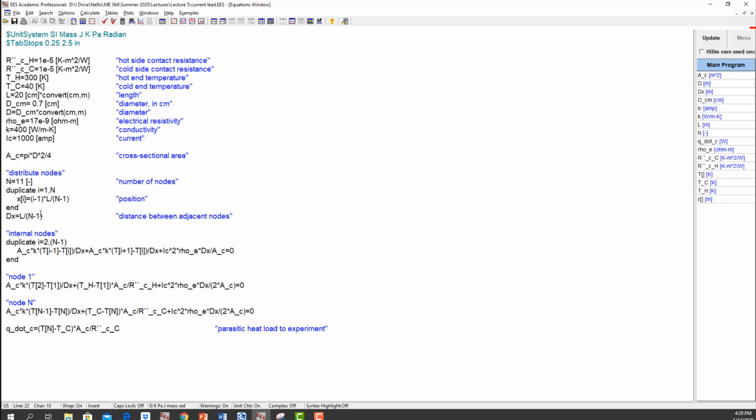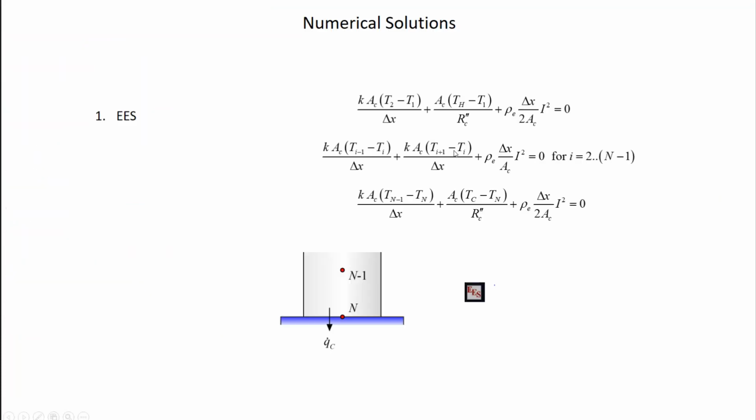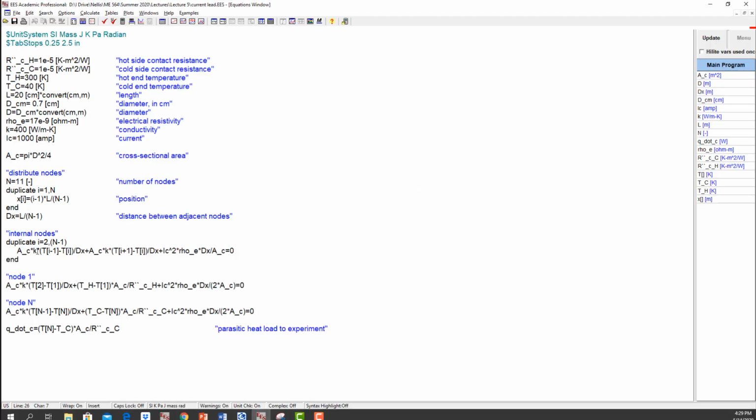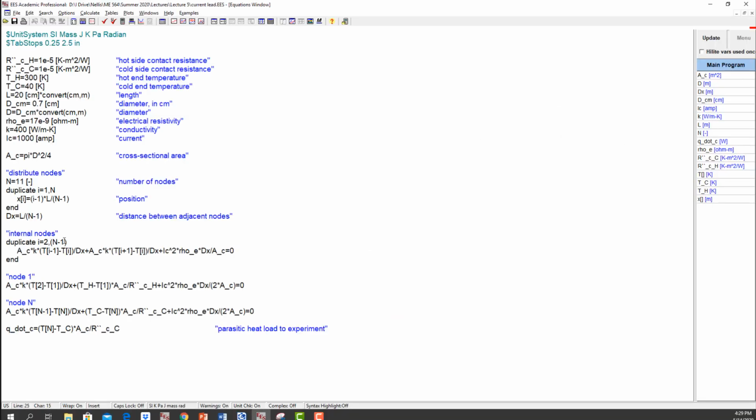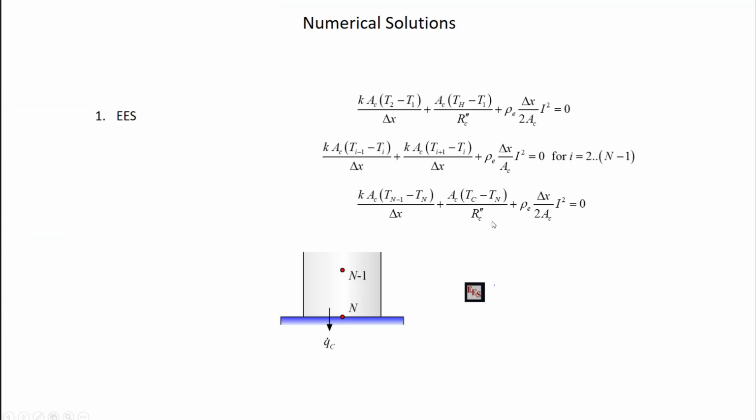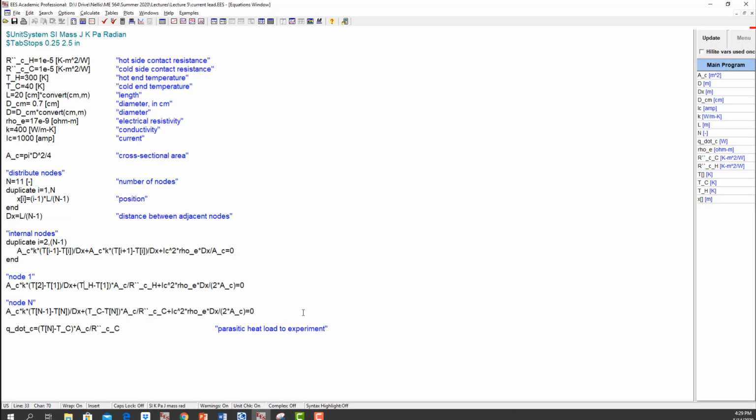All right, so now I have all my nodal positions, and I finally have to enter these equations right here, right? So let's see. This equation is for node 1. It's a single equation. That's this equation right here. Right? And again, you'll see I'm using arrays for the temperatures. This equation right here is for all of my internal nodes, so I'll put that in a duplicate loop from 2 to n minus 1. Right? So that's this equation right here. And then finally, this equation is for node n. It's a single equation, and it's right here.